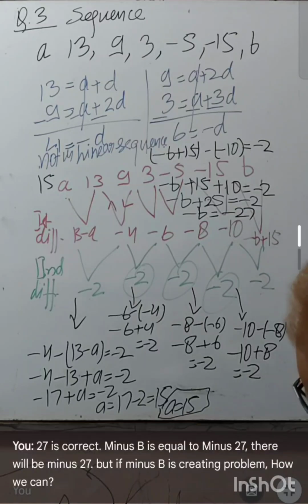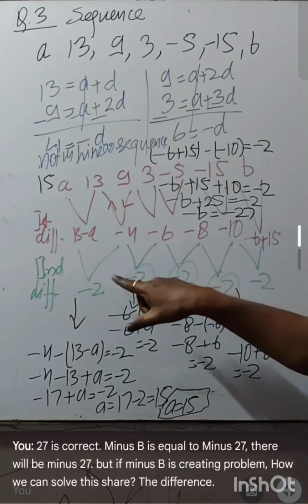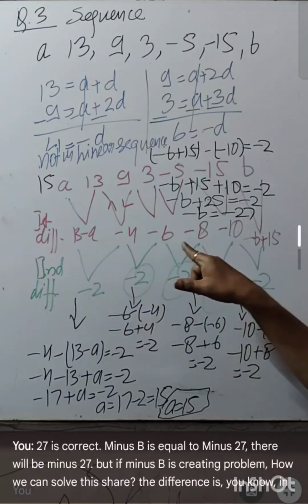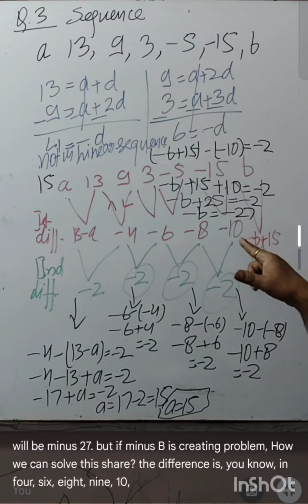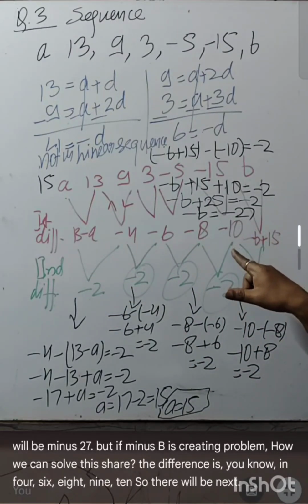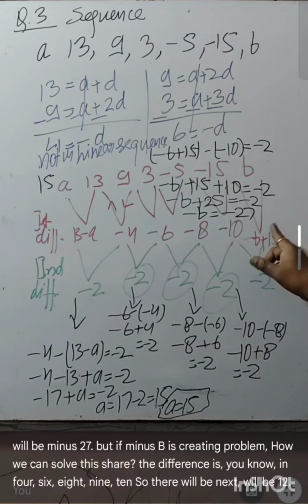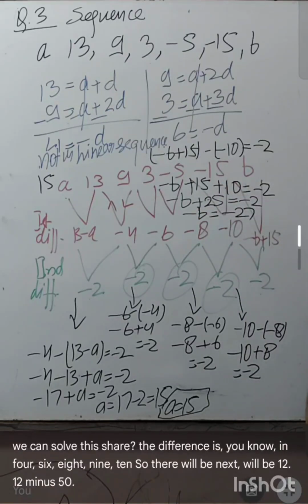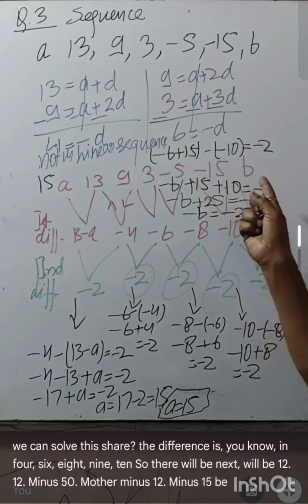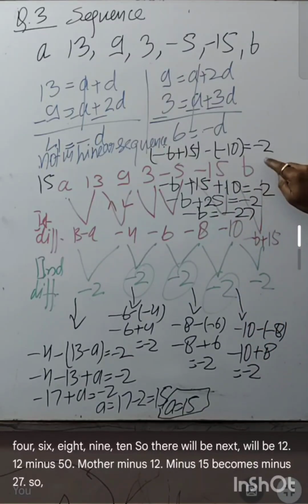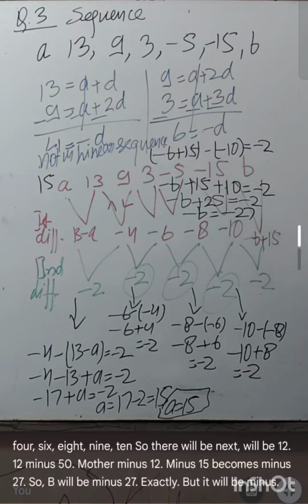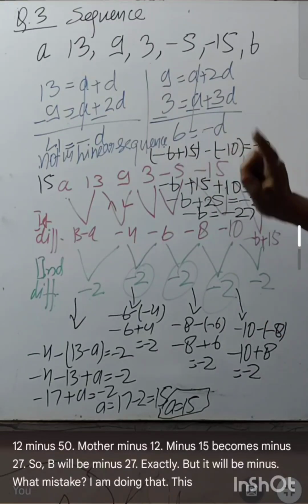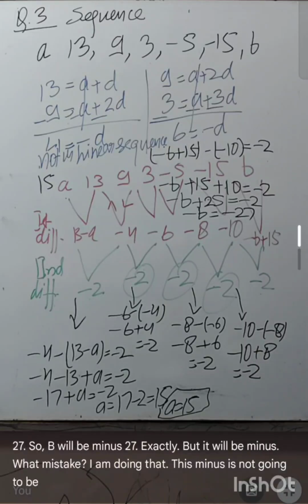How can we solve this, Shreya? The difference is in 4, 6, 8, 9, 10. So next will be 12. 12 minus 50, then minus 12 minus 15 becomes minus 27. So b will be minus 27, exactly. But it will be minus. What mistake am I making, that this minus is not going to be removed.